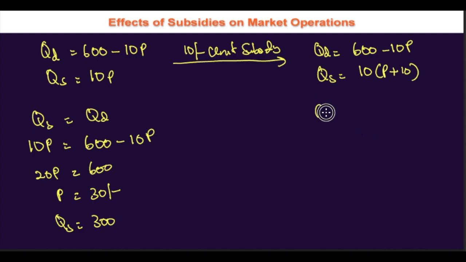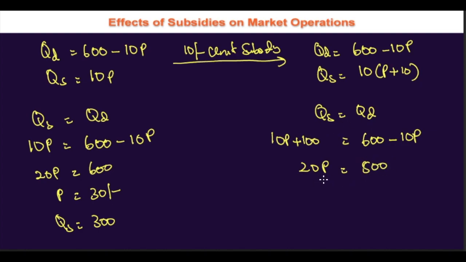Now with the subsidy, quantity supplied equals quantity demanded in equilibrium. So we have 10p plus 100, I have expanded the brackets here, equals 600 minus 10p. If this negative 10p goes to the left hand side, it becomes 20p equals, and when this goes to the right hand side, it becomes minus, so it will be 500. So p would be 25 rupees. So the price that the consumer is actually paying is 25, but the producers are receiving 35 rupees.